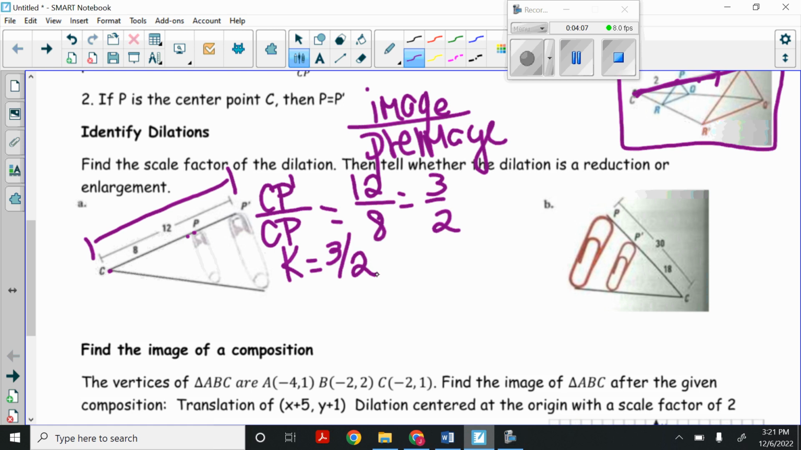Now I have to tell if this is a reduction or an enlargement. Remember, if k is greater than 1, it's an enlargement. If it's between 0 and 1, it's a reduction. Well, 3/2 is definitely bigger than 1, so this would be an enlargement.